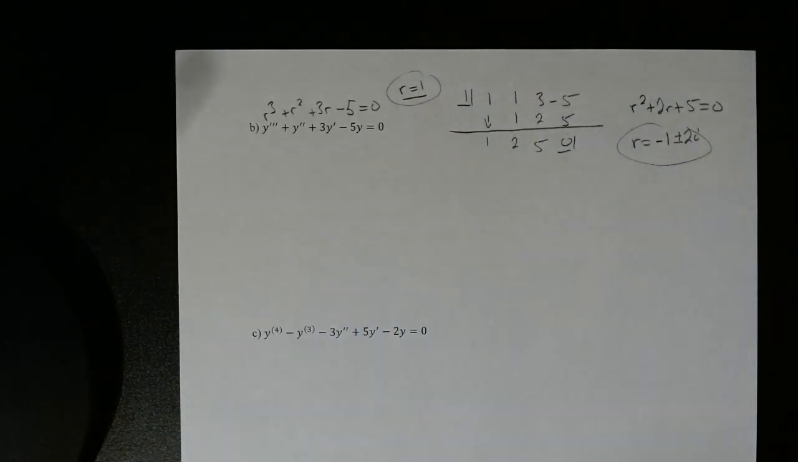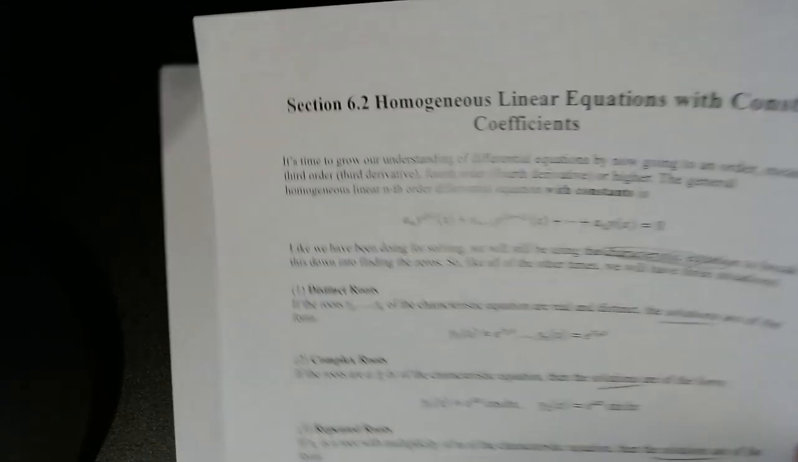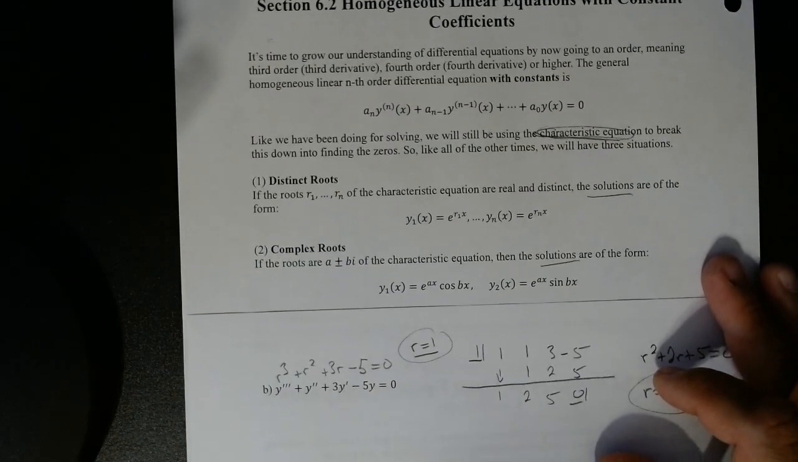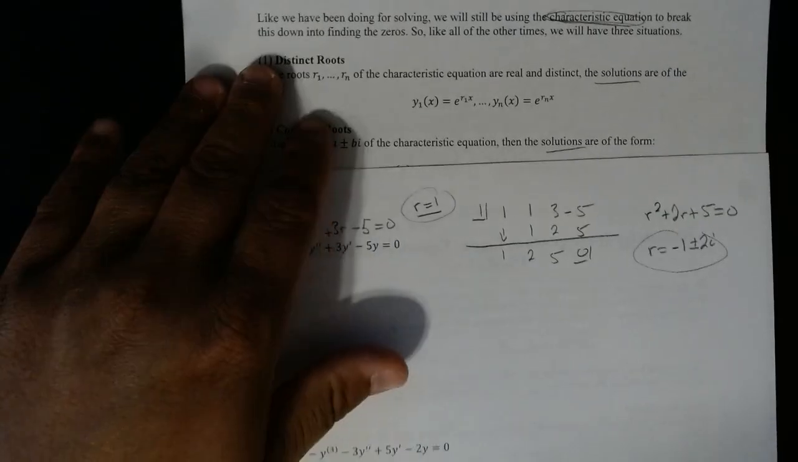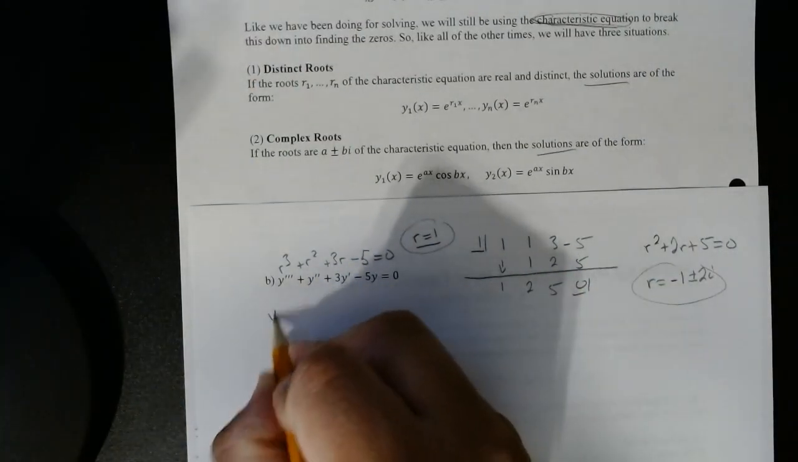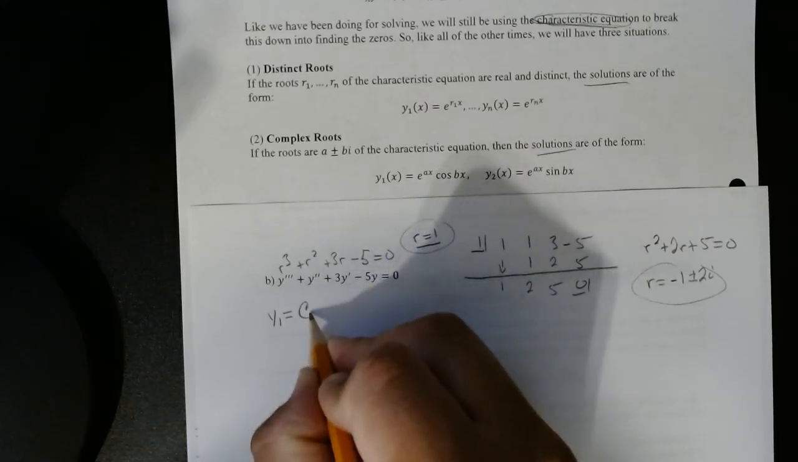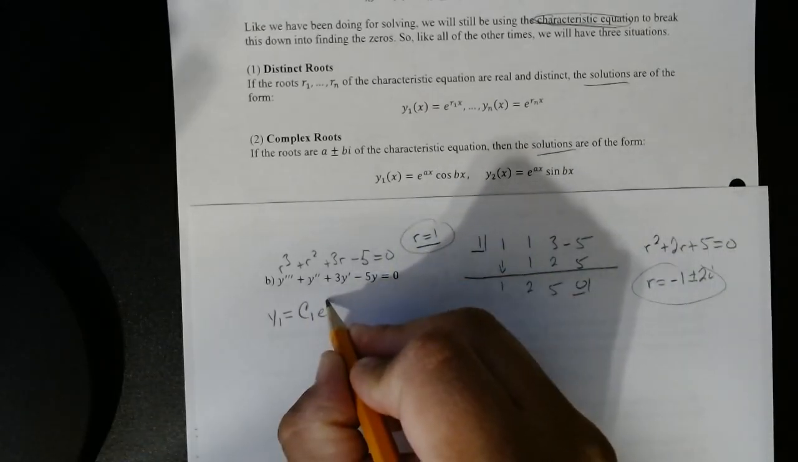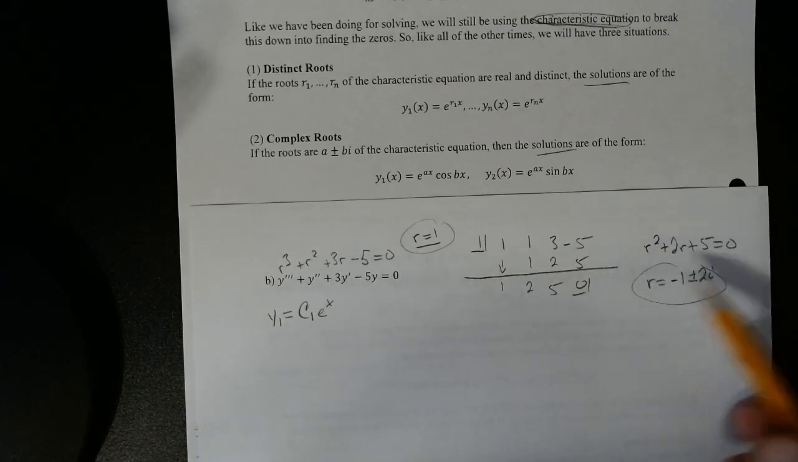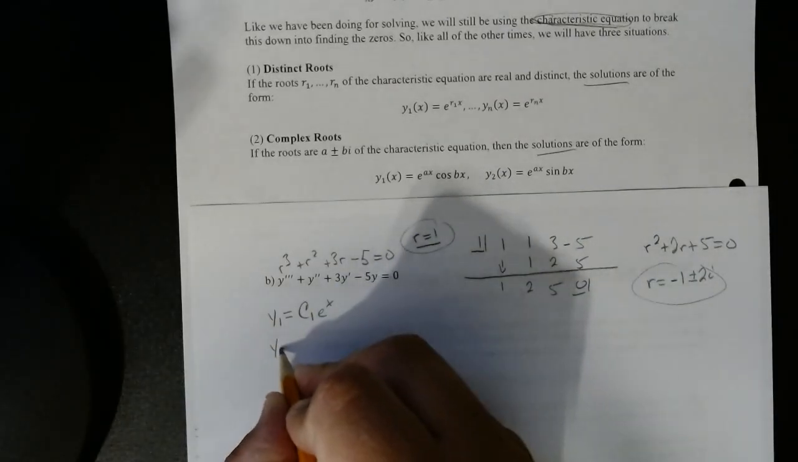So according to our rules, we have distinct slash complex. So for the distinct one, we'll have c1 e to the 1x power. And now for our imaginary complex roots, we're going to have two of them.